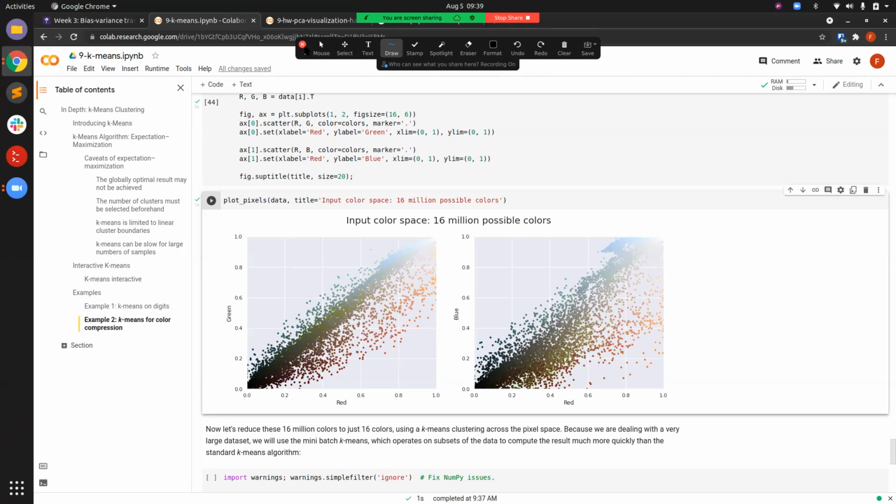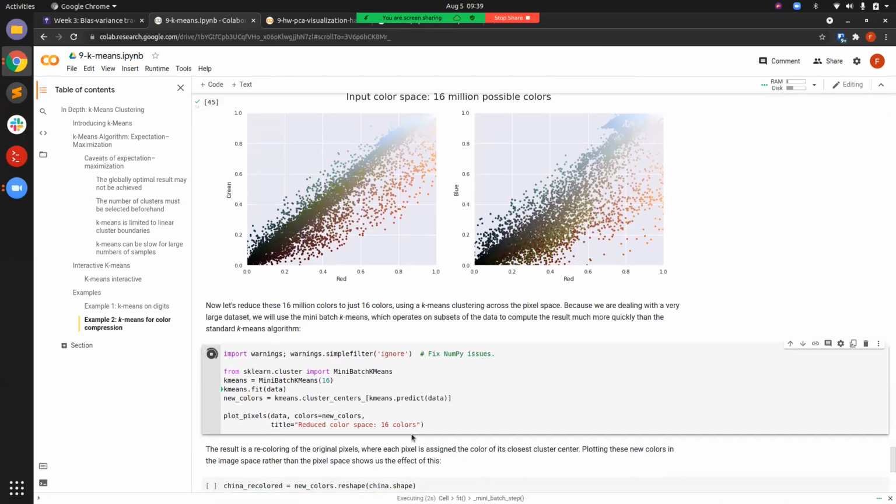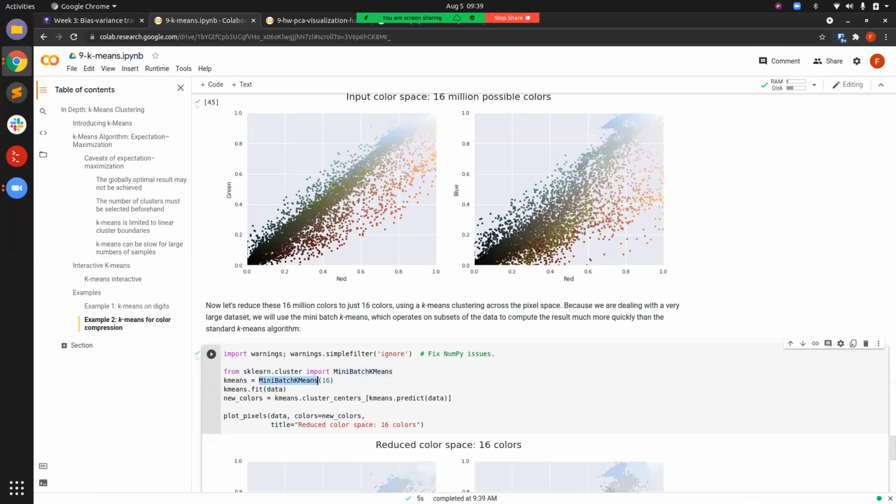And we can still represent the image pretty effectively doing that. So we're going to try this now. We're going to cluster it according to the color space. I'm using a mini batch k-means because we said k-means is pretty slow on high dimensional data. I'm going to use it to fit the data.